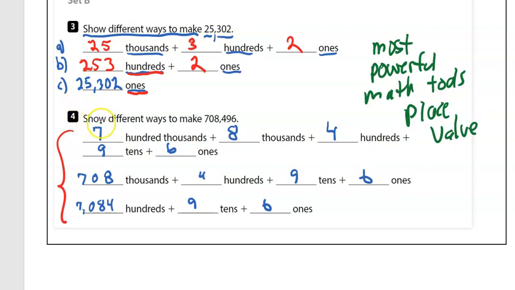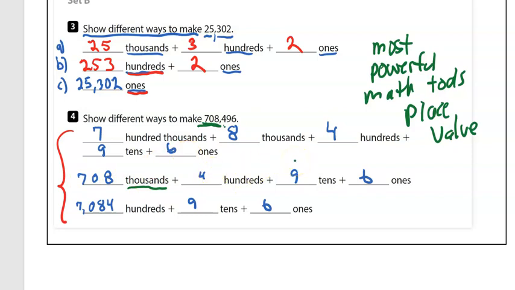Okay, so here you have different ways. Here we have, this is pretty straightforward. 700,000, so we know that's in the 100,000s place. We don't have any 10,000s. We have 8,000s, 400s, 9 10s, and 6 1s. No problem. The next one, all we get to use, they're going to pay us in thousands. So we actually have 708,000 is what they'd have to give us. 708,000 bills, plus 400s, plus 9 10s, plus 6 1s.